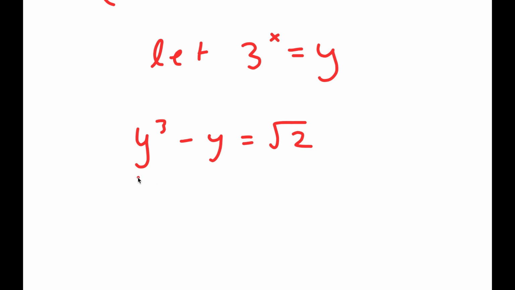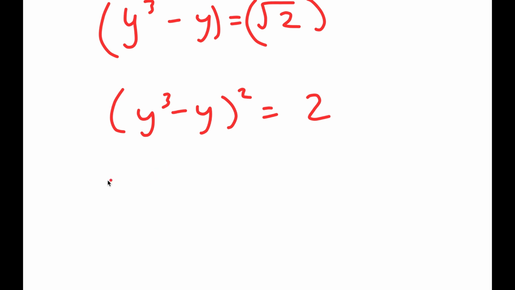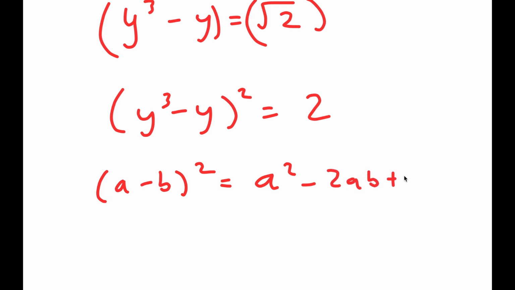And this means that if I square this on both sides, y to the power of 3 minus y, squared, is equal to 2. So now if I have something in the form a minus b squared, this is equal to a squared minus 2ab plus b squared.